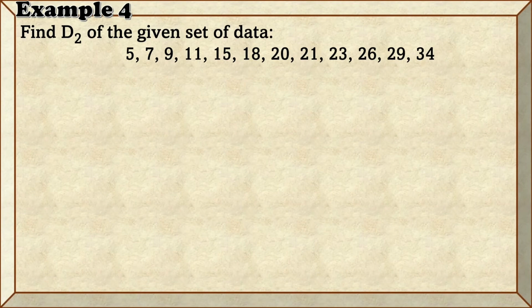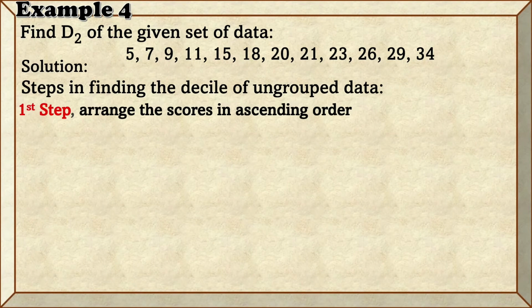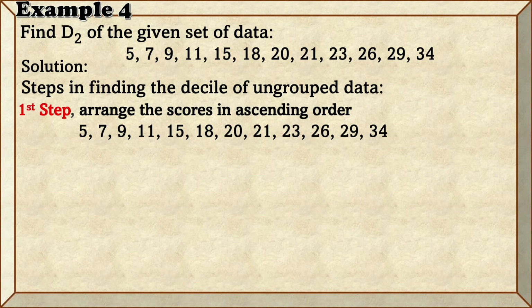Example number 4. Find the second decile of the given set of data. We have the data here: 5, 7, 9, 11, 15, 18, 20, 21, 23, 26, 29, and 34. Steps in finding the decile of ungrouped data. First step, arrange the scores in ascending order. Since the given data is already arranged from lowest to highest, we will just copy it. So, we have these numbers.